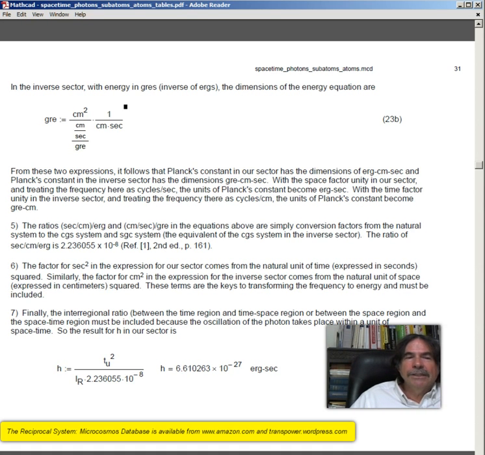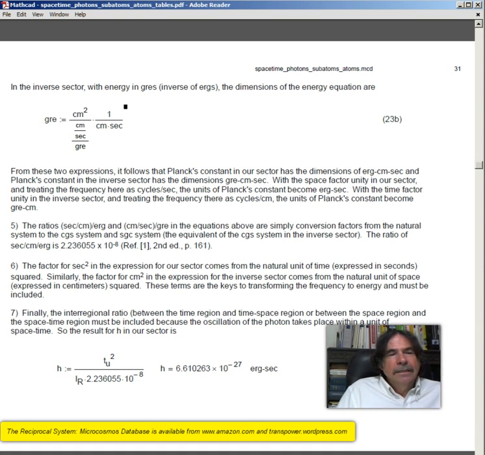4. From these two expressions, it follows that Planck's constant in our sector has the dimensions of erg centimeter second, and Planck's constant in the inverse sector has the dimensions gray centimeter per second. With the space factor unity in our sector and treating the frequency here as cycles per second, the units of Planck's constant become erg seconds. With the time factor unity in the inverse sector and treating the frequency there as cycles per centimeter, the units of Planck's constant become gray centimeter.